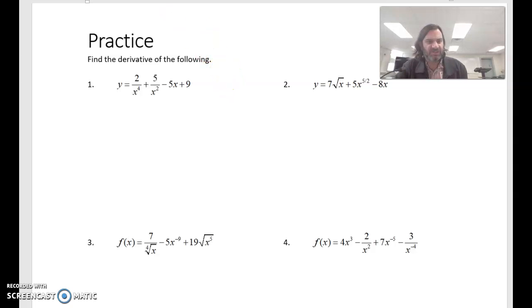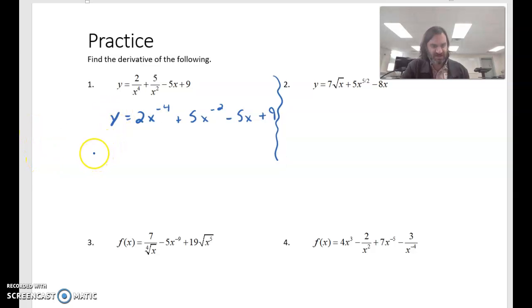So the first one is y equals 2 over x to the fourth plus 5 over x squared minus 5x plus 9. Now we don't want any variables in the denominator, so we're going to use our negative exponents to bring some of these up. So we'll have 2 times x to the negative 4 plus 5x to the negative 2 minus 5x plus 9.